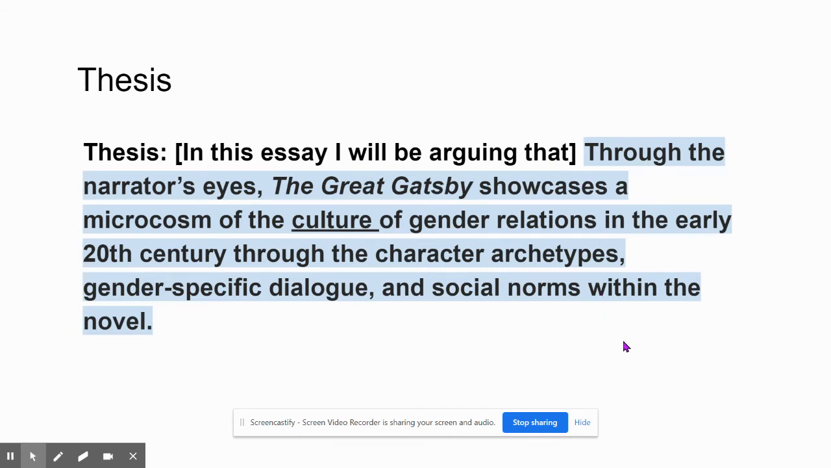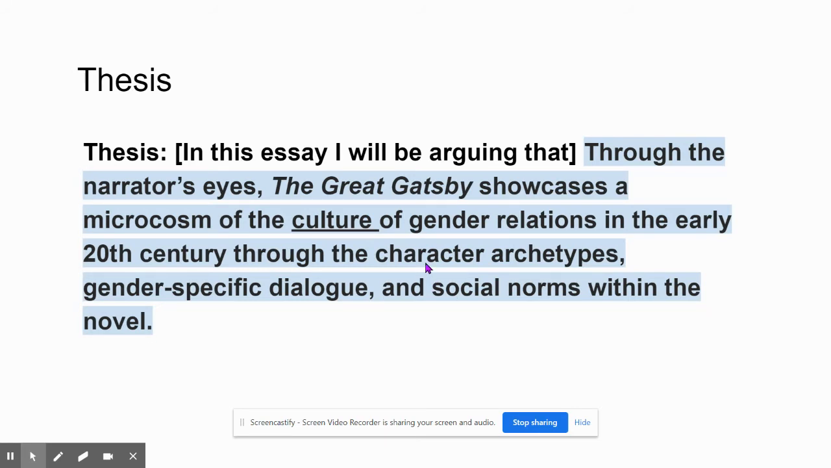I'm going to delete that later, but if that helps you to support how to develop your thesis, you might try using that. So in this essay, I'll argue, but I just start out with my thesis. Through the narrator's eyes, The Great Gatsby showcases a microcosm of the culture of gender relations in the early 20th century through character archetypes, gender-specific dialogue, and social norms within the novel.